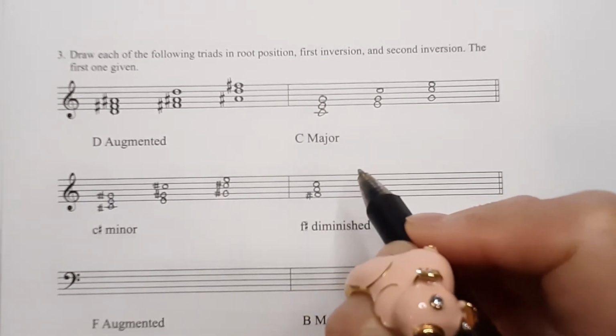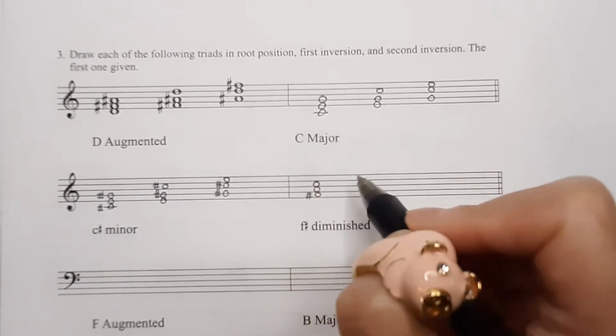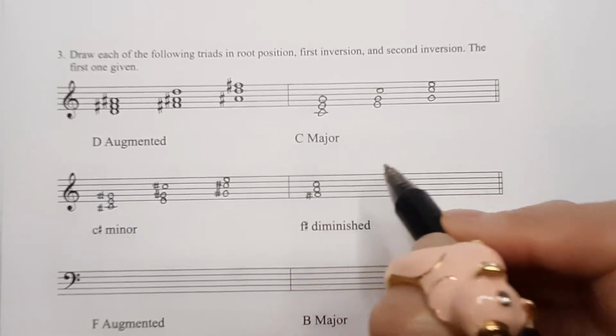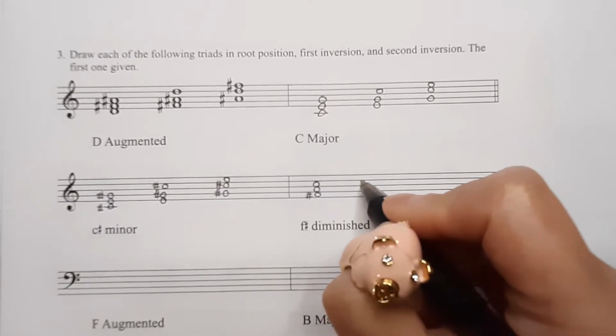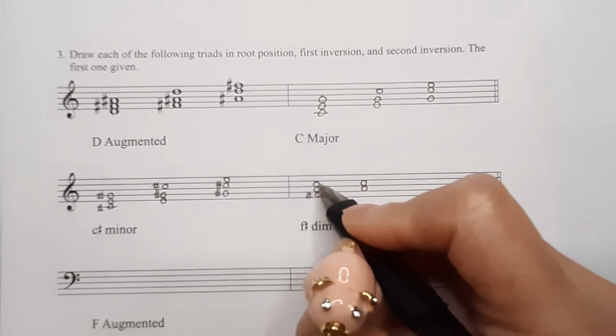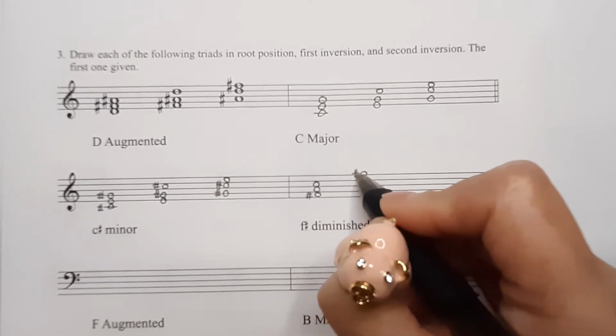Now, but you want to switch that to the diminished, right? By lowering the third and fifth. Okay, so this is F sharp diminished triad. Now, switch that to the first inversion. Keep upper two notes and bring this F sharp to the top.